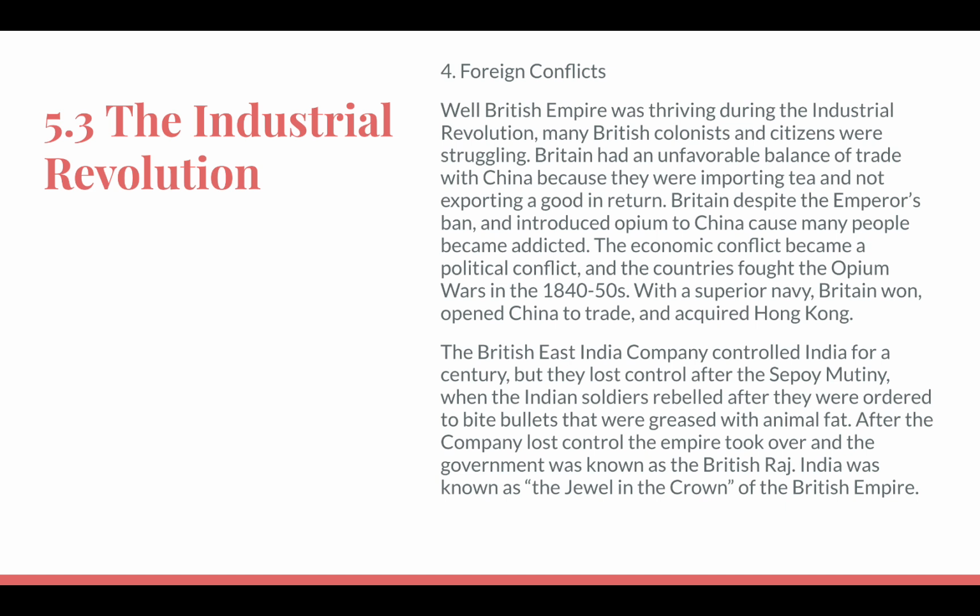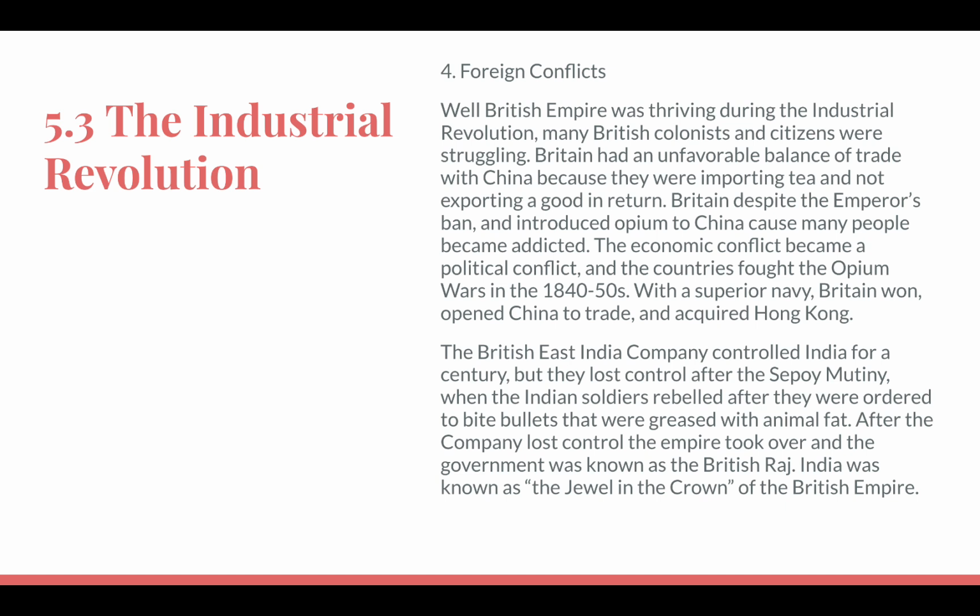While the British Empire was thriving during the Industrial Revolution, many British colonies and citizens were struggling. Britain had an unfavorable trade balance with China because they were importing tea and not exporting goods in return. The British despised the emperor's ban and introduced opium to China, and many people became addicted. The economic conflict soon became a political conflict, and the countries fought the Opium Wars in the 1840s to 50s. With a superior navy, Britain won, opened China to trade, and acquired Hong Kong from China.